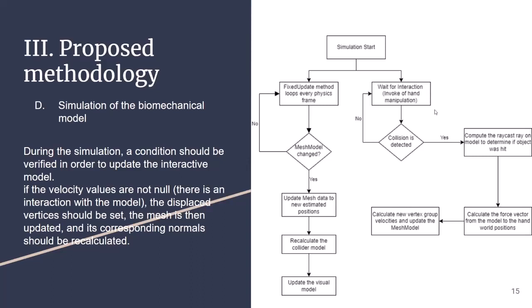If the simulation should start, the FixedUpdate will loop for each physics frame independently and check if the mesh model has changed. On the other side, if we have an interaction with the model, a collision will be detected, and there will be calculation of the normal vector and the force applied, and calculation of the new vertex group velocities, and an update of the mesh model. This will invoke on the other side the mesh model changes and update the mesh data to new estimated positions, then recalculate the collider model, and finally update the visual model that we can see in real time.